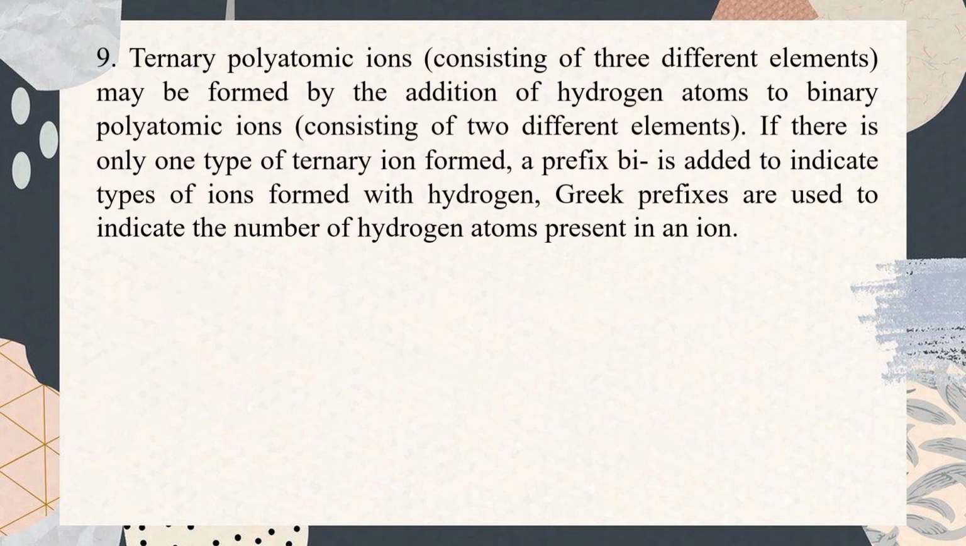Ternary polyatomic ions or radicals consisting of three different elements may be formed by the addition of hydrogen atoms to binary polyatomic ions. If there is only one type of ternary ion formed, a prefix bi is added. If there are two types of ions formed with hydrogen, Greek prefixes are used to indicate the number of hydrogen atoms present in an ion. Let's take a look at some examples.